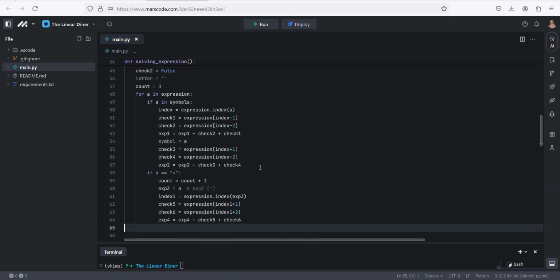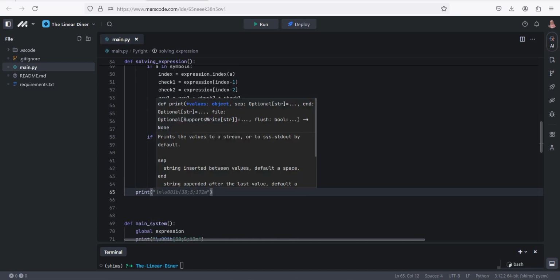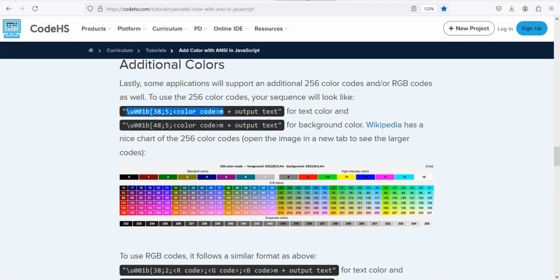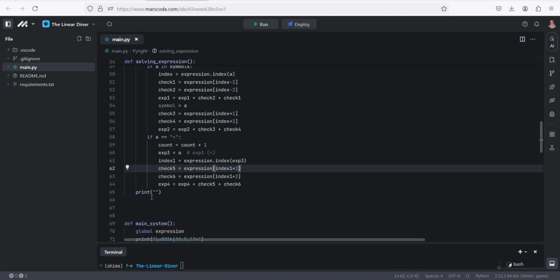So we can print them out so the user can see, and also you're going to see it once we run the code. So I'm going to print out these expressions. I'm going to use a different color code. I'm going to go to the color code section. I'll copy this color code here and I'll just paste it in here. And then, of course, I'm going to take out this color code section and put the color that I want.